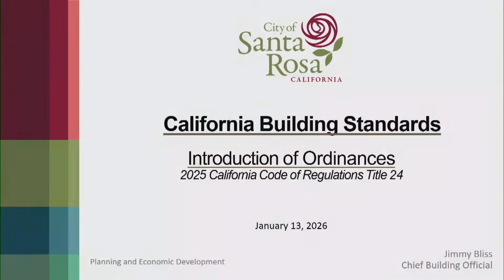This is actually a fairly simple process. The state of California adopts building codes on a 3-year cycle, and local jurisdictions must adopt those codes into our local codes. Before I hand this over to Mr. Bliss, who is our Chief Building Official, just a quick overview on process.